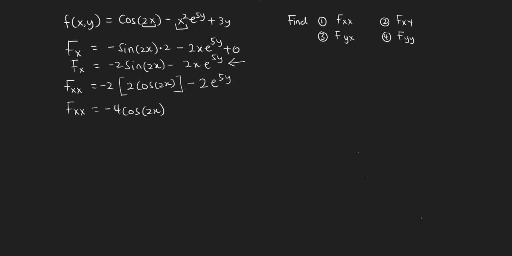Then we will have minus 2 multiplying e to the power 5y. So that gives us f_xx.